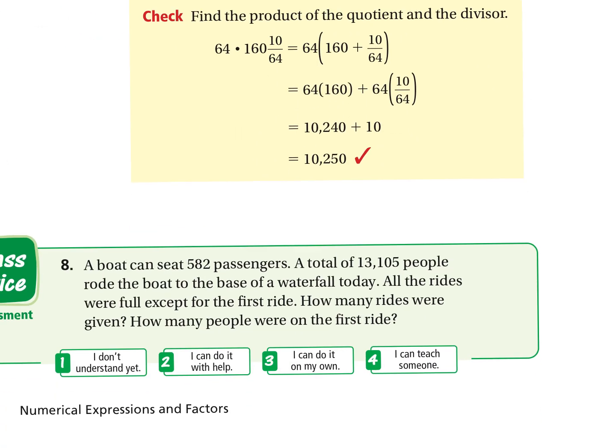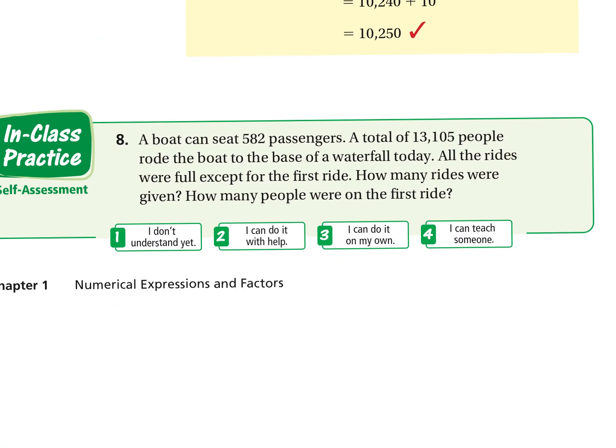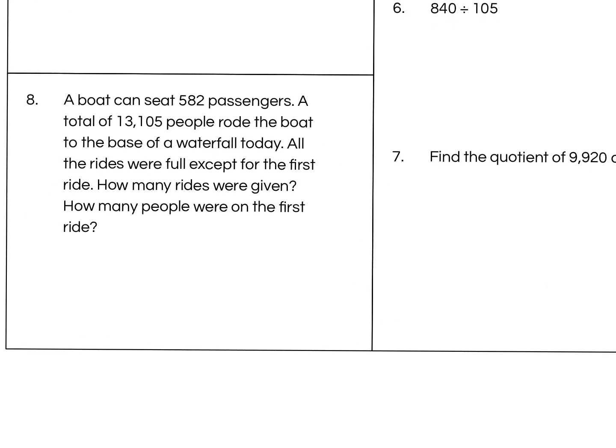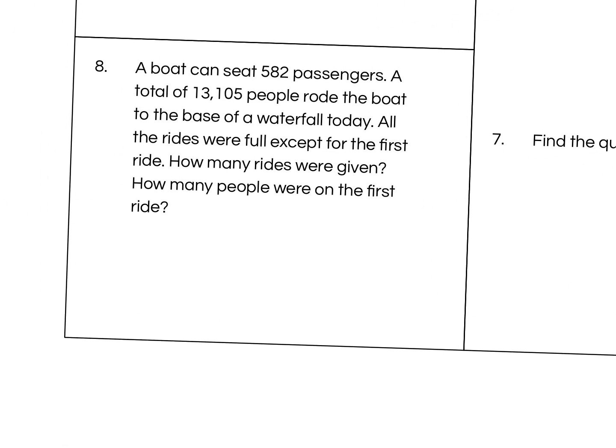All right, so let's look at number 8. This is in your journal. It says, a boat can seat 582 passengers. A total of 13,105 people rode the boat to the base of a waterfall today. All of the rides were full except for the first one. How many rides were given? How many people were on the first ride? This is just like the one that we looked at, except it's a boat, not a swing ride, and it's the first ride, not the last ride. So we're going to be solving it in a very similar way.